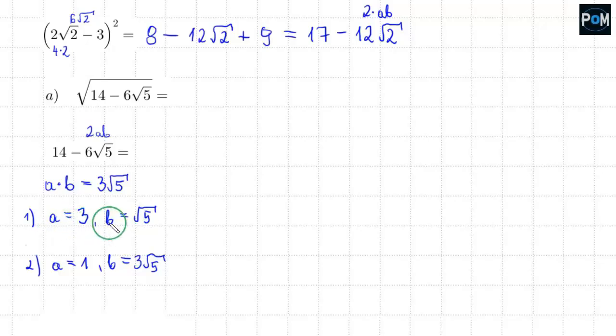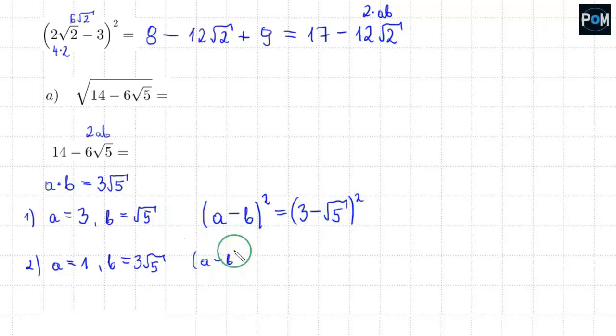There is a, there is b. In parentheses, we will write a, we will write b squared, and now the sign here depends on the sign we have before these roots. In this case, it will be a minus because there is a minus here. So for us, it will be 3 minus the square root of 5 squared. This is the first operation that we will check. The second operation that we will check, meaning a minus b squared, is 1 minus 3 square roots of 5 squared. From one of these 2 operations, we should get such a result.